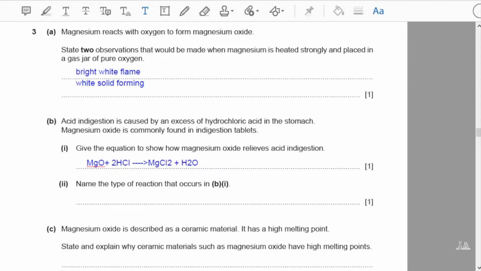Part 2, name the type of reaction that occurs in part B1. So this is acid plus base, which is neutralization.